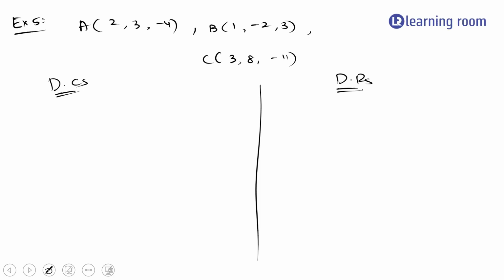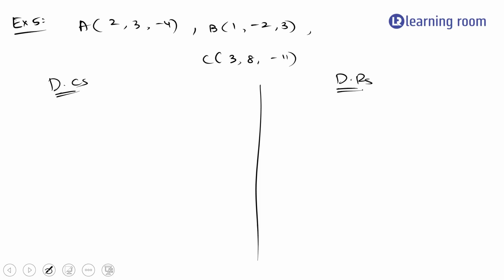Whenever you want to prove that the points are collinear, what you need to do is find the direction ratios. You need not find the direction cosines every time, but if the direction ratios come out to be in proportion, then you can say that the points are collinear or they are parallel as well. If the direction cosines are the same, that also tells us the points are collinear. Either of the conditions is more than sufficient for collinearity.